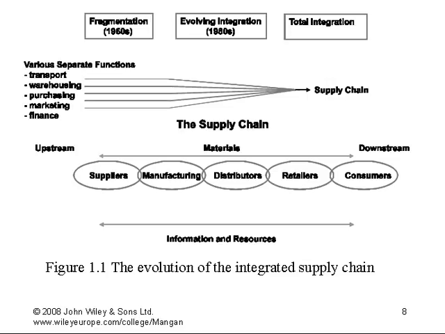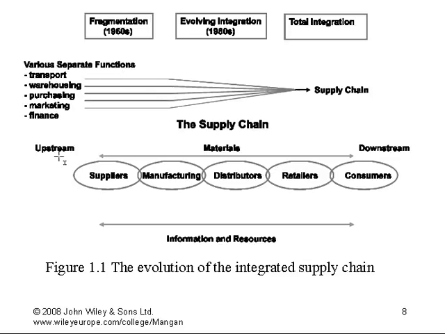This is a diagram showing the evolution of the integrated supply chain. It says that it was very fragmented in the 1960s, then there was an evolving integration in the 1980s, and now they're pretty much totally integrated for many companies. There were various separate functions in the past, which started off being transport, warehousing, purchasing, marketing, and finance, and now they've all narrowed down to being integrated into the supply chain.